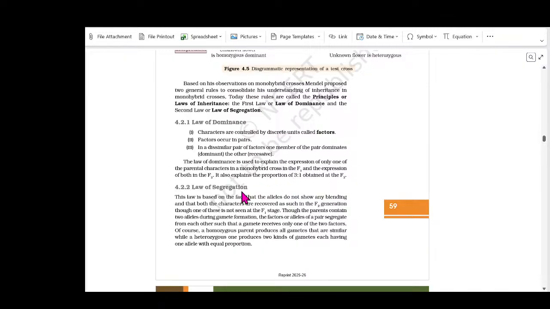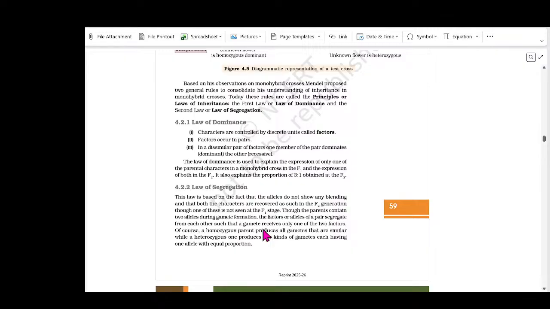4.2.2 The law of segregation, which was the second law given by Mendel, is universally applicable. This law is based on the fact that the alleles do not show any blending and that both the characters are recovered as such in the F2 generation, though one of these is not seen in the F1 stage. Though the parents contain two alleles, during gamete formation the factors or alleles of a pair segregate from each other such that a gamete receives only one of the two factors.